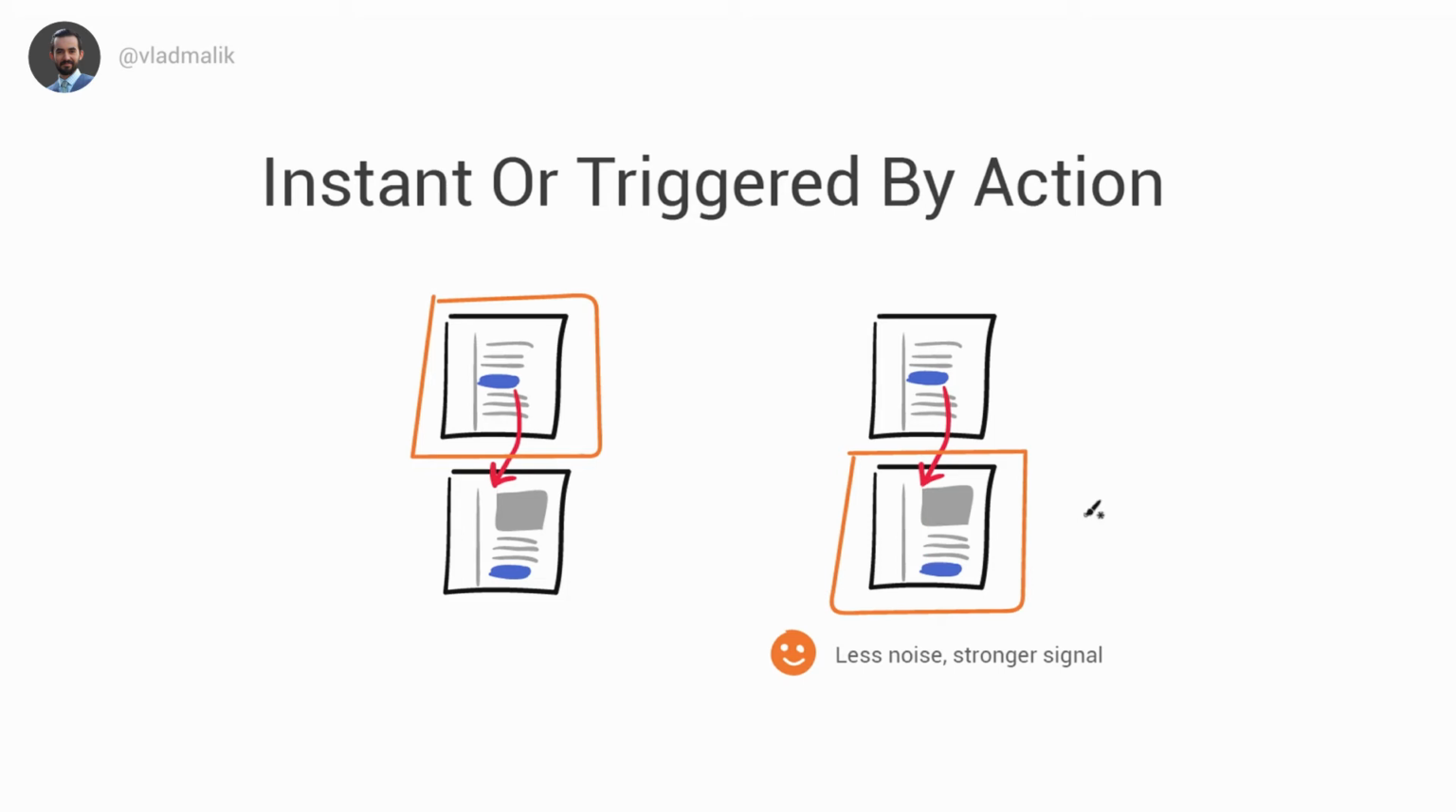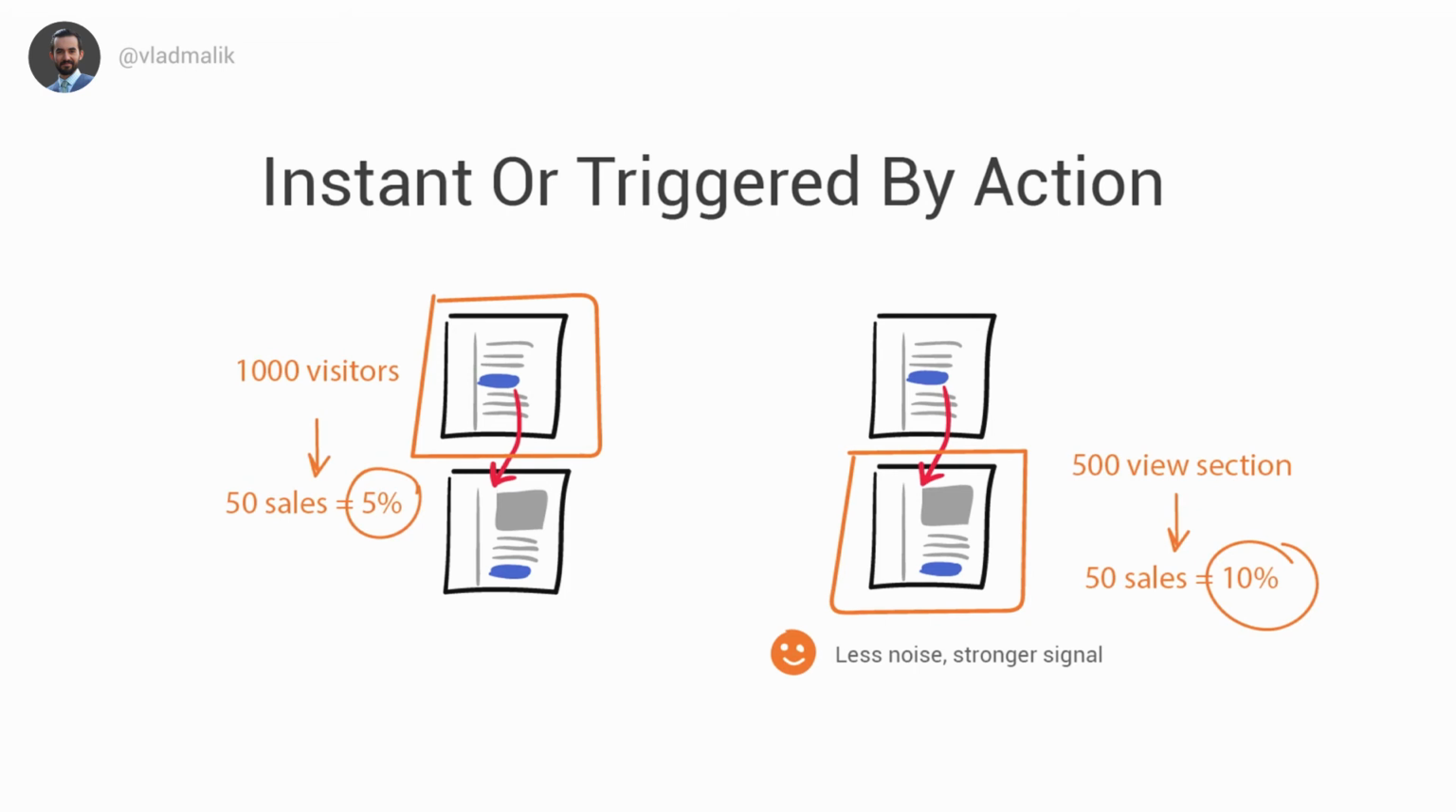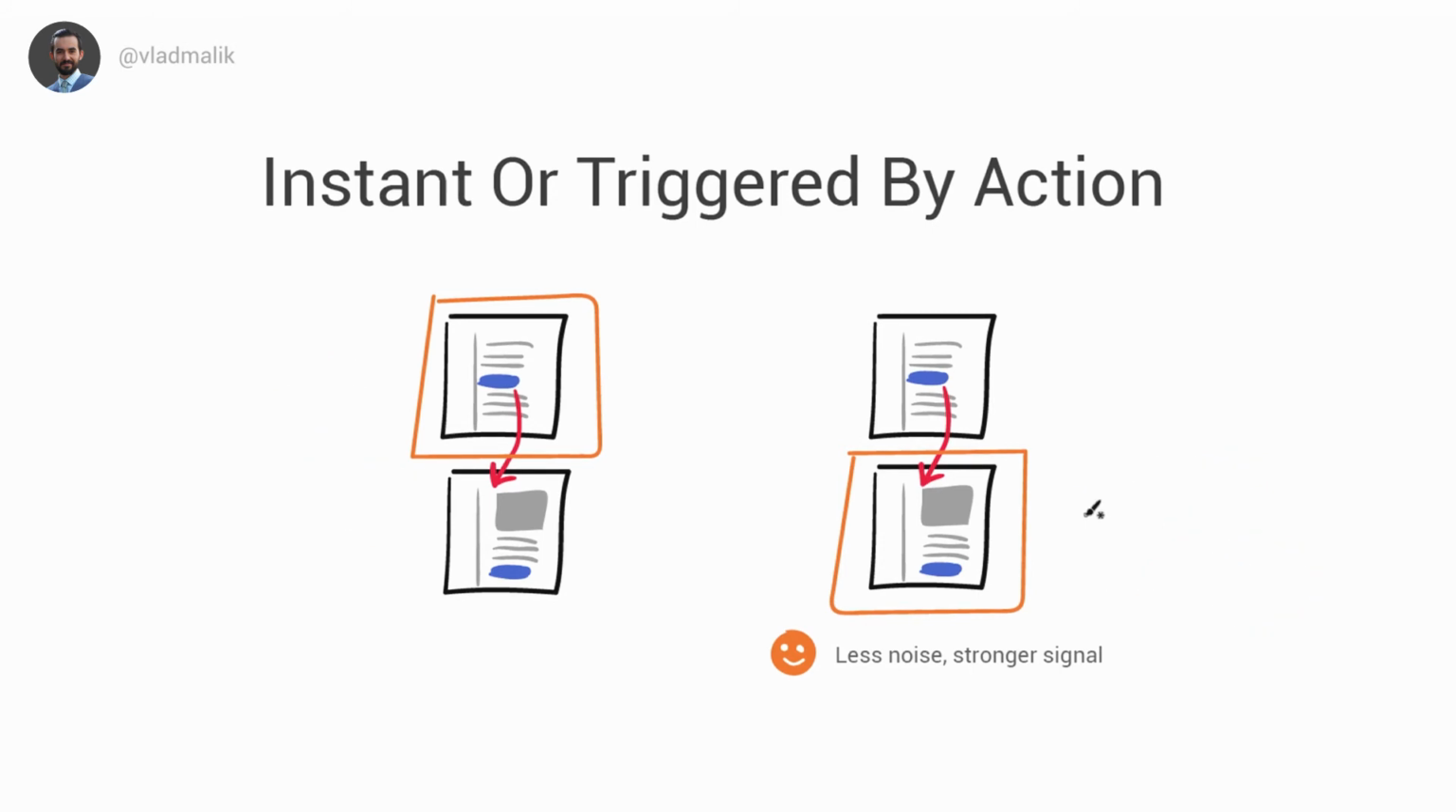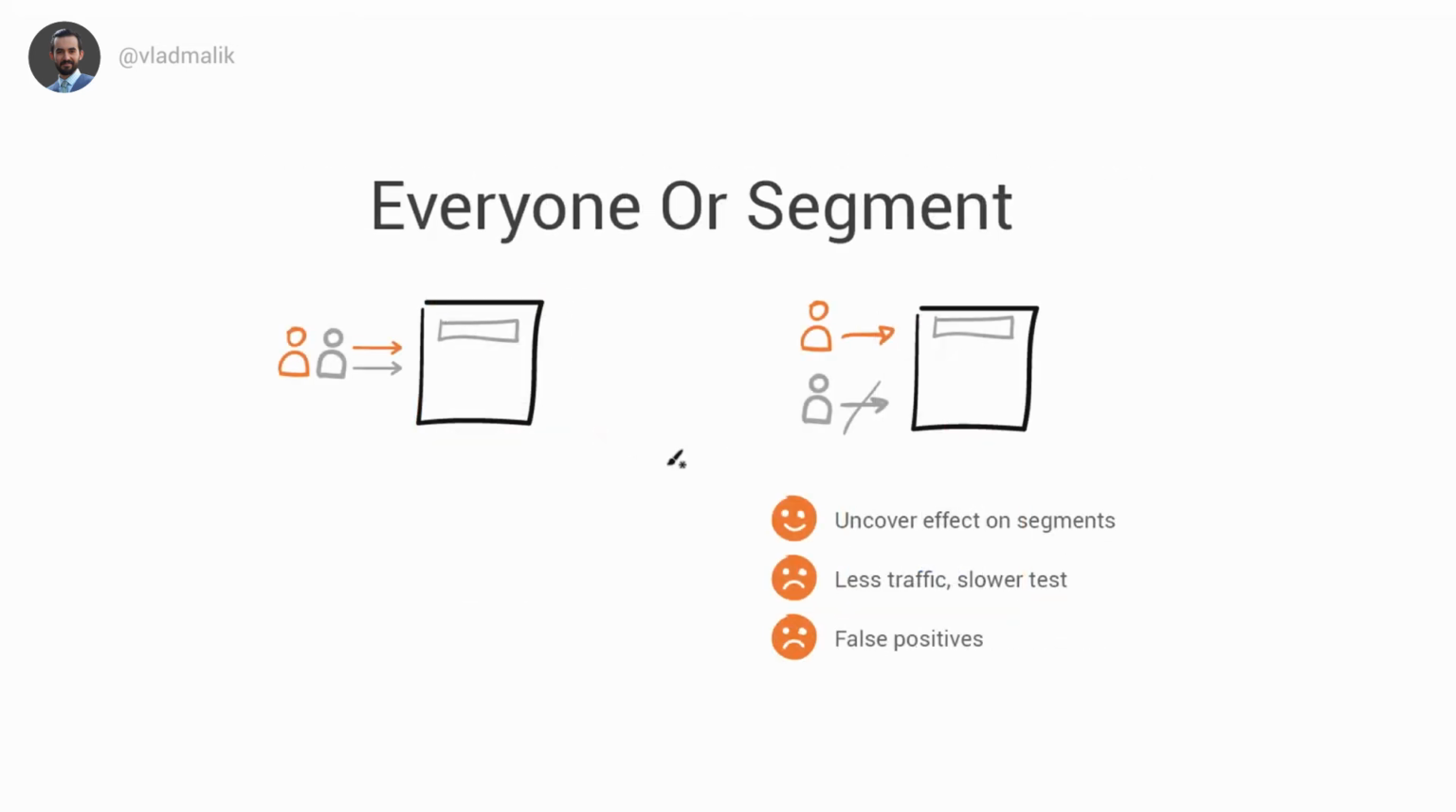So the advantage of that is that you're excluding all this noise, all the people that hit the page and never even see the section you're testing. And so your conversion rate is then higher because you're measuring it relative to people who saw the section you're testing, not everybody. So if you do that, you can either get more confidence in your test, or you can run a faster test. Another way of defining the scope of a test is by segmenting your audience.